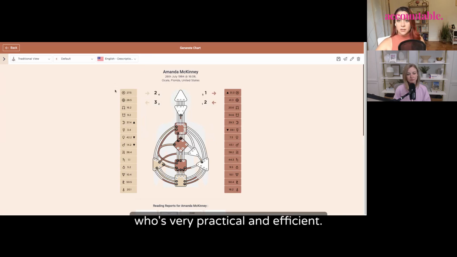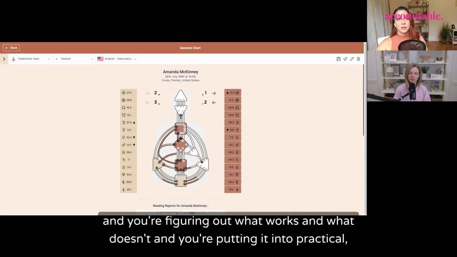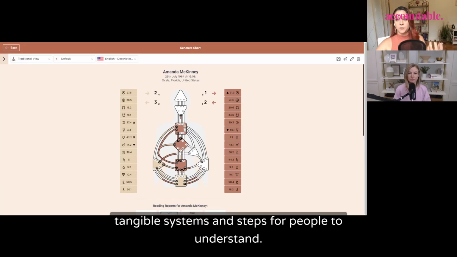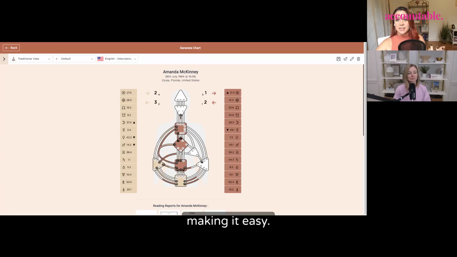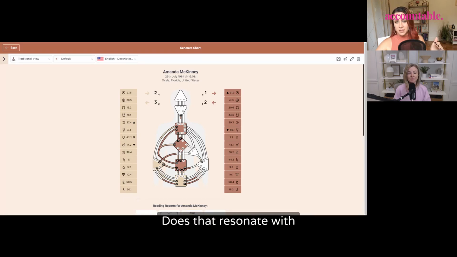and efficient. So your 3 and your 5, you're taking that experimenter, that messy action, and you're figuring out what works and what doesn't, and you're putting it into practical, tangible systems and steps for people to understand, making it easy. My human design mentor is also a 3-5, and literally her tagline for her business is human design made simple. Does that resonate with you?